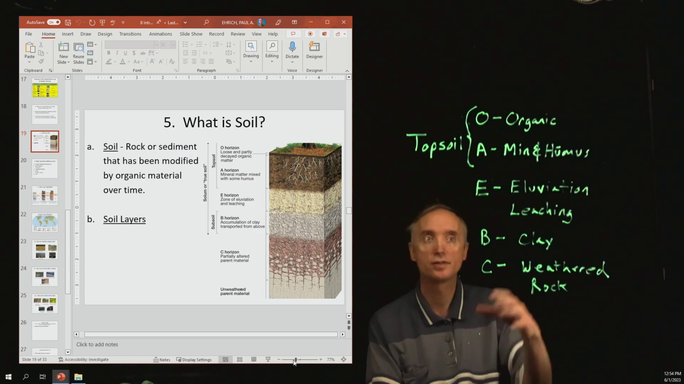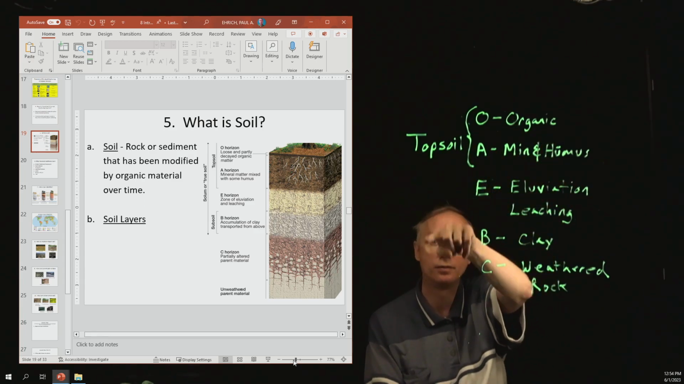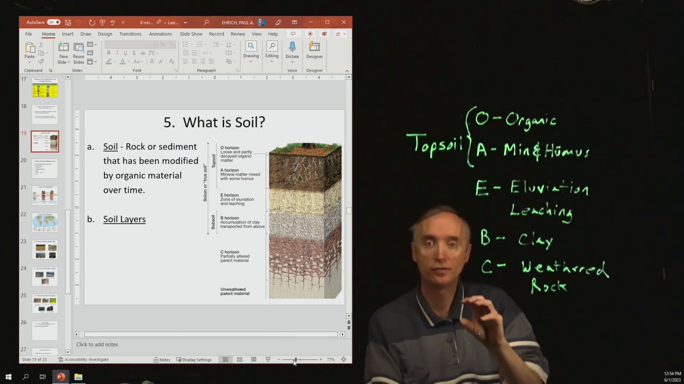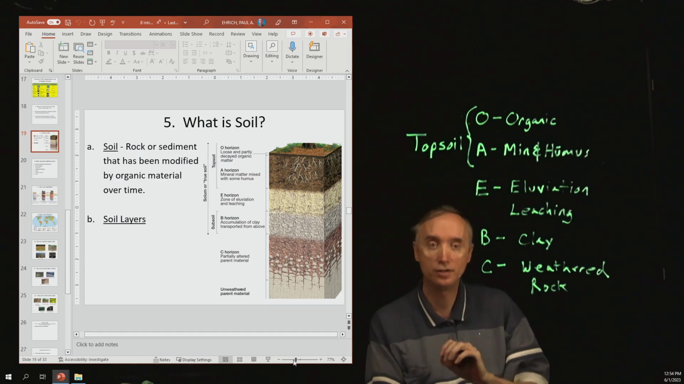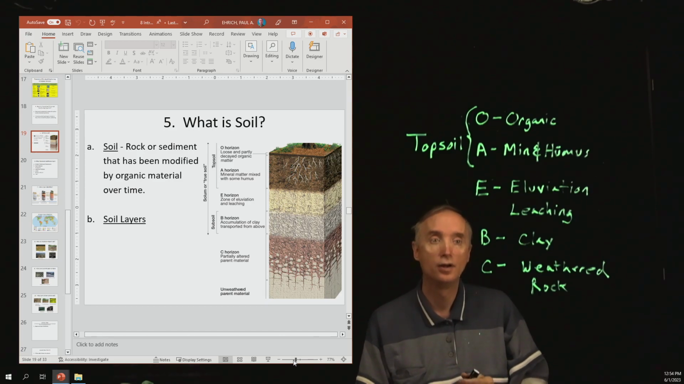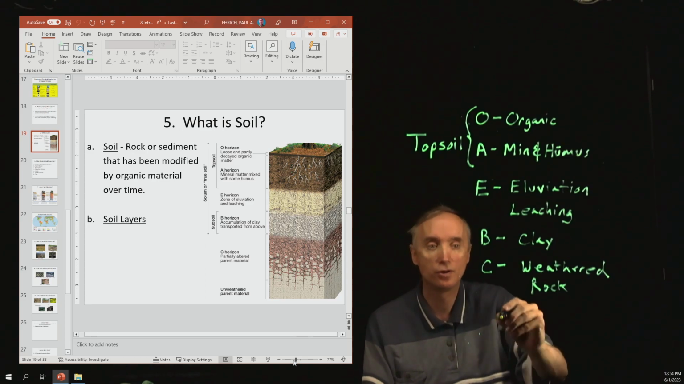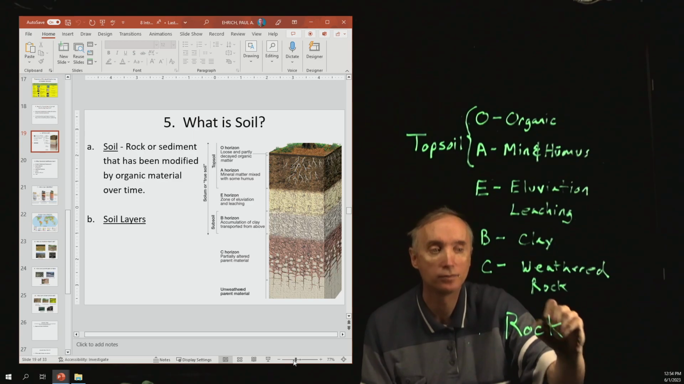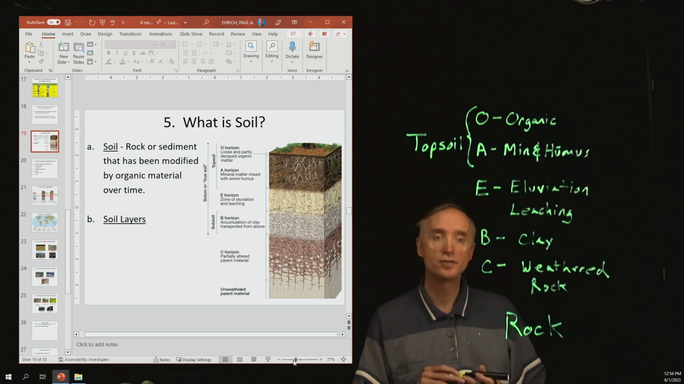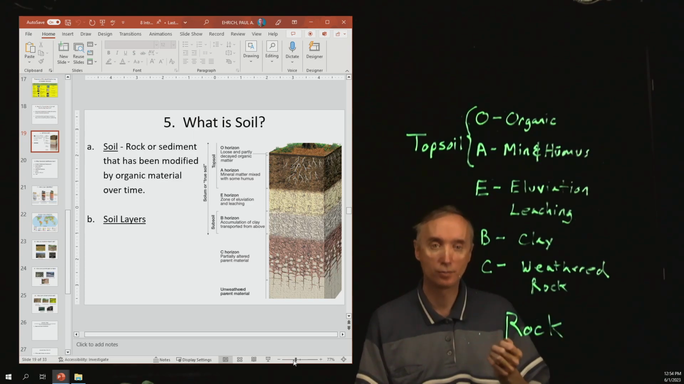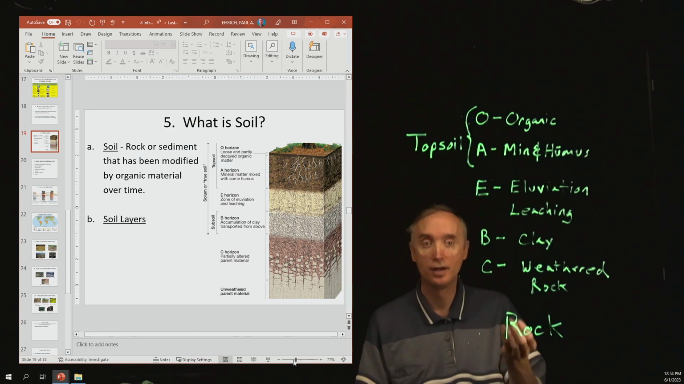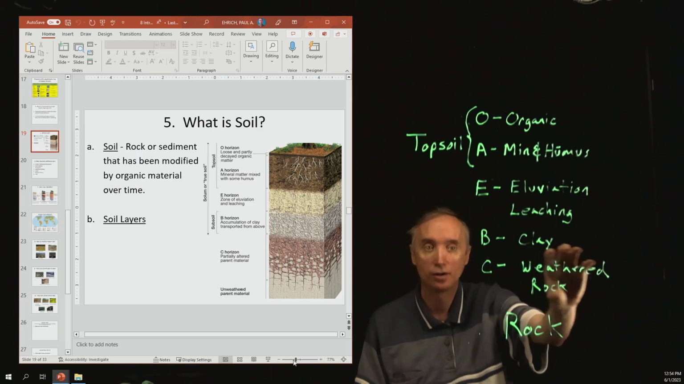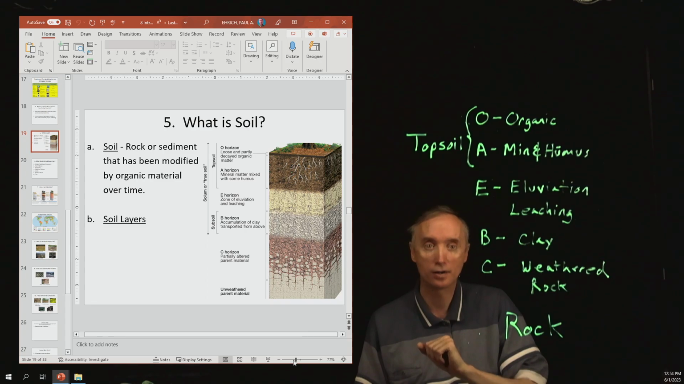So here is a summary of this picture. The different layers of soil, which you need to know for the exam: the original rock down here is the parent rock. Because of physical and chemical weathering, it's going to break apart into sediments, smaller pieces of rock and altered minerals. That's going to be the C horizon, the weathered rock.